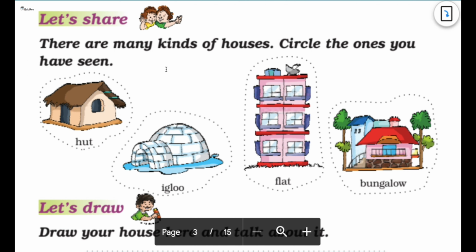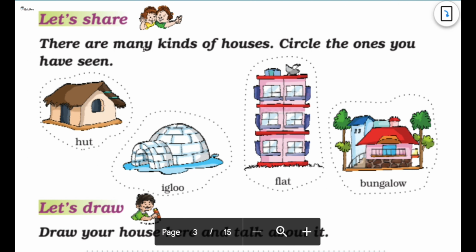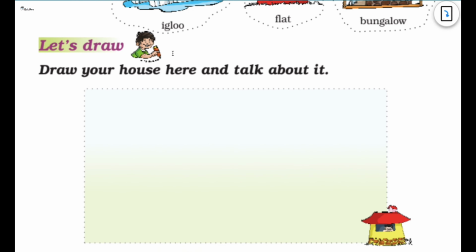Now, we have this picture. So here it's Let's Share. There are many kinds of houses. Circle the ones you have seen. So I have seen a hut, I haven't seen an igloo, I have seen a flat, and I have seen a bungalow. So I'm going to put circles around these ones. The dots are given, so I just join the dots and put circles around them. But I'm not going to put a circle around the igloo because I've never seen it. And that's exactly what they're asking. If I have seen it, I'll put a circle around it, and if I have not, I won't. So let's move further.